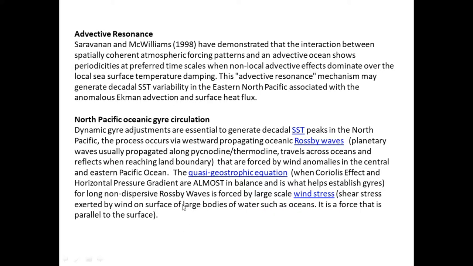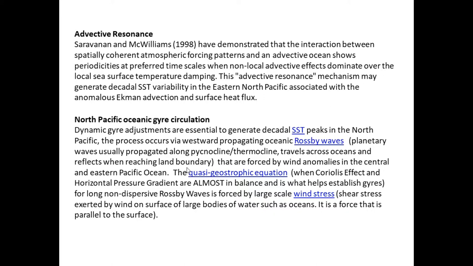Dynamic gyre adjustments are essential to generate decadal SST peaks in the North Pacific. The process occurs via westward propagating oceanic Rossby waves, which are planetary waves, usually propagating along the pycnocline/thermocline. So they're kind of like what's called an internal wave, traveling across the ocean and reflecting when reaching land boundaries. Think of the old high school physics, right? You had the springs, the slinky, and you had the two fixed ends there, and you released it and watched the wave travel, then it hit the other end, it did what? It reflected and came back.